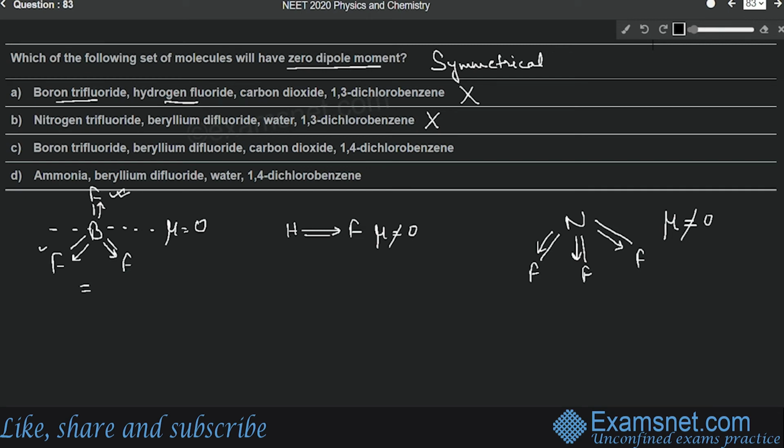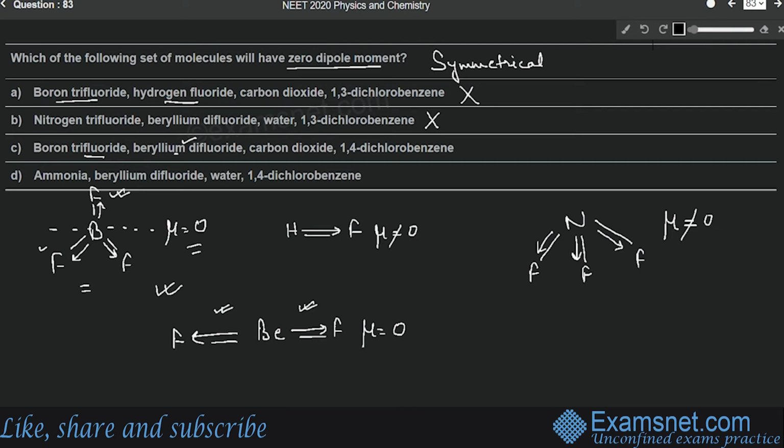Now we come to the third option. First is boron trifluoride. We have already seen boron trifluoride. Here dipole moment is 0. Next move to the second, that is beryllium difluoride. So beryllium difluoride means beryllium atom, then 2 fluorine, 1 fluorine this side, 1 fluorine this side, and the direction will obviously be towards the fluorine. So yes, this is a symmetrical molecule. So the dipole moment will be 0 because dipole moment on one side is cancelled by the other side. So this is also 0 dipole moment.